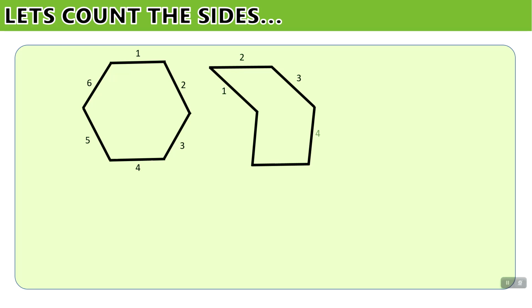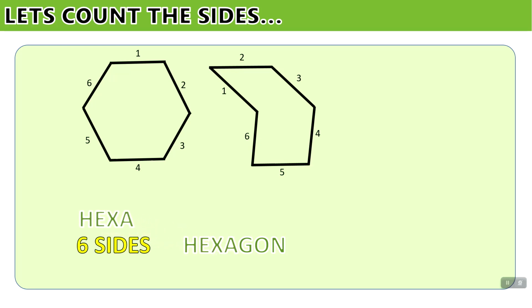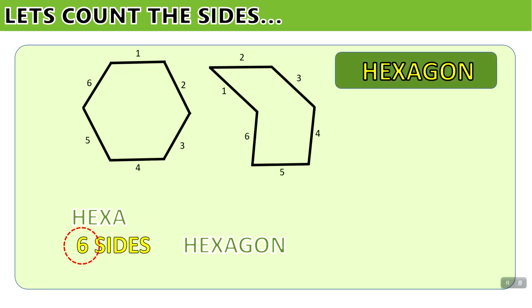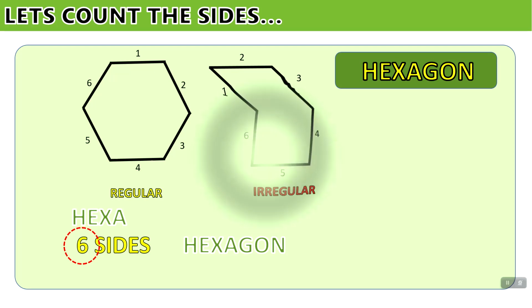1, 2, 3, 4, 5, 6. A hexagon has 6 sides. The prefix hexa means 6. These are both hexagons. But what we learned just now was this is a regular hexagon and this is an irregular hexagon. They all have 6 sides and they're hexagons, but one is regular and one is irregular.